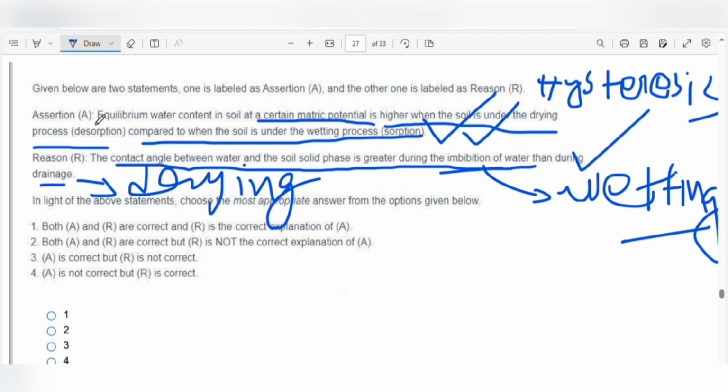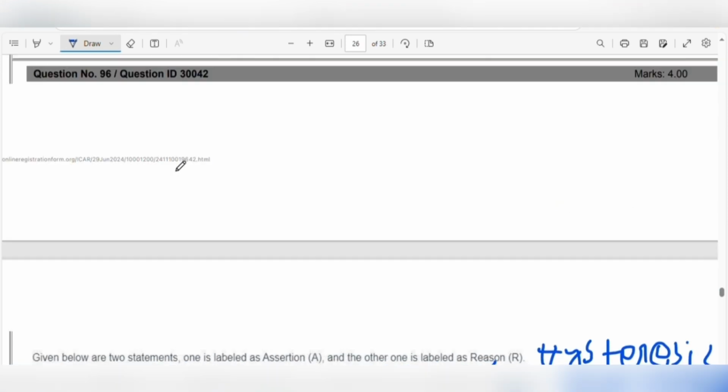and the first statement is justified. So the second statement correctly justifies the first statement. So the answer will be option 1. Both A and R are absolutely correct, and R is the correct explanation of A. This is one of the reasons. There are total four reasons for this statement. Why equilibrium water content at a certain matric potential is higher in the drying phase rather than in the wetting phase, and the second statement is one of the main reasons for it. So option 1 becomes the correct answer.